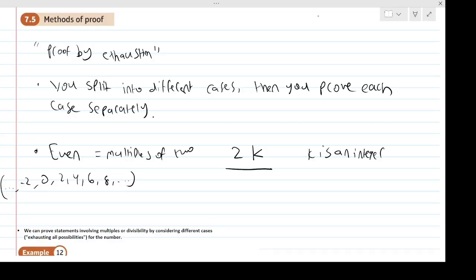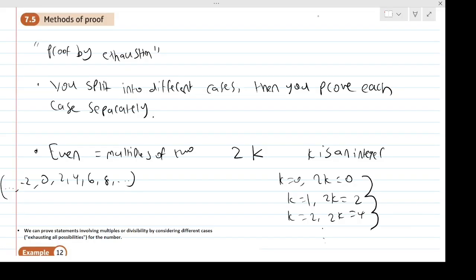And if I substitute any integer for k, say if k was 0, 2k would then be 0 as well. If k was 1, 2k would be 2 times 1, which is 2. If k is 2, 2 times 2 would then be 4. And you can see, hopefully, as we substitute values of k, we get the multiples of 2. So that is a way we can express an even number in the form 2k.